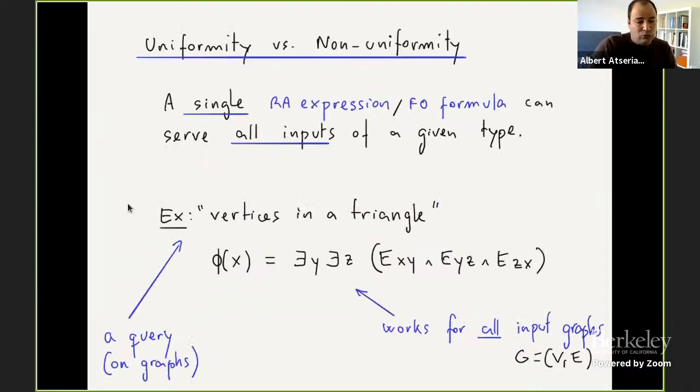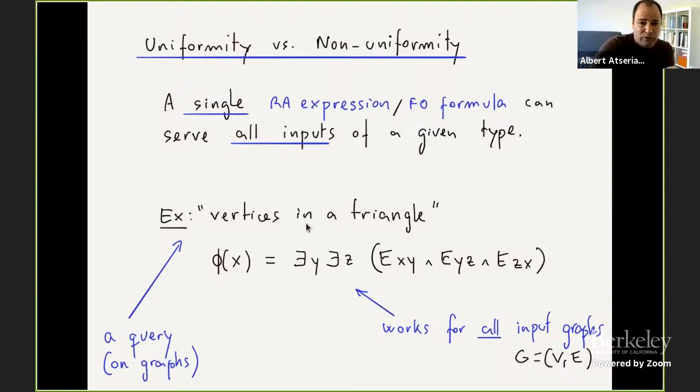So before I go to what descriptive complexity brought into the picture of complexity theory, let me make one comment, which is the comment between uniformity and non-uniformity. One thing to notice in the difference between Boolean circuits and relational algebra expressions is that a single expression or a single formula can serve all inputs of a given type.